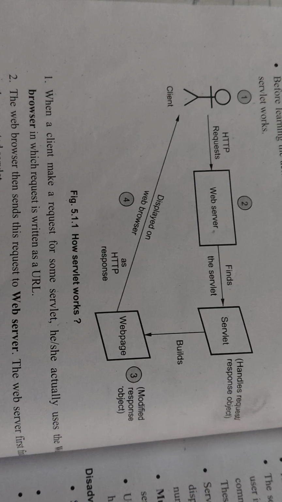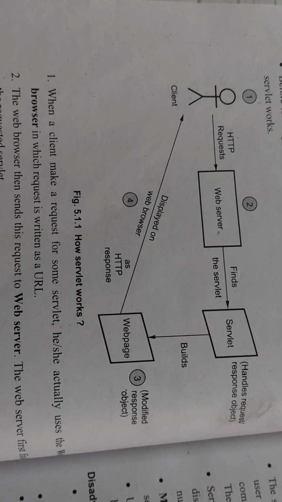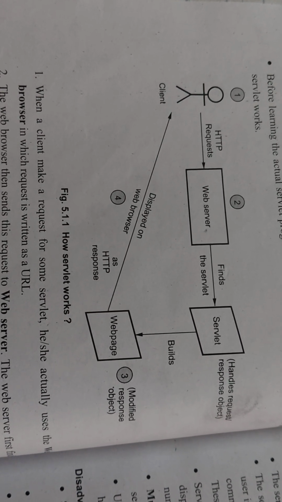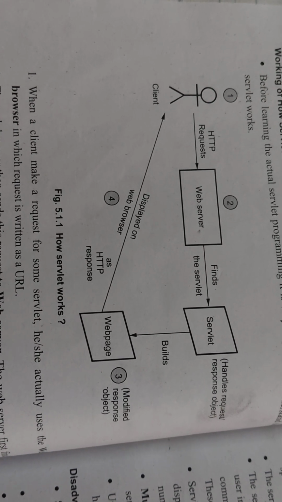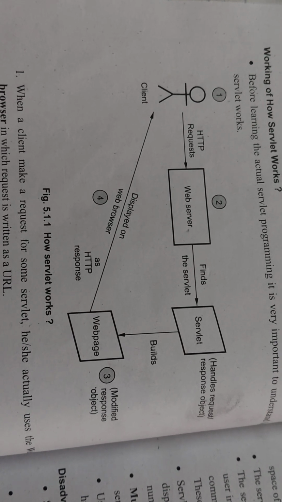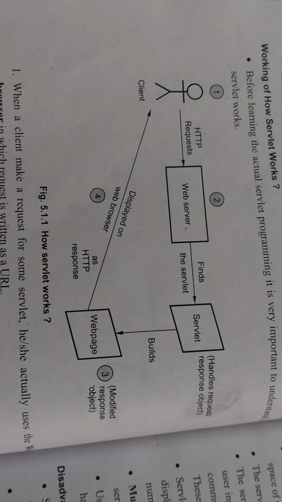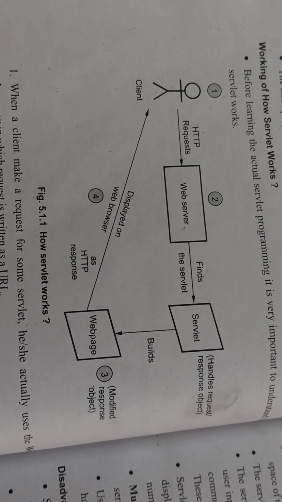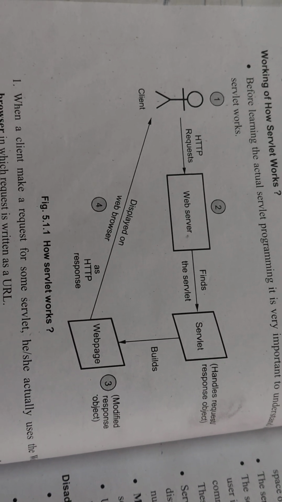This web page is then displayed to the client, thus the request made by the client gets satisfied by the servlets. So here in the example, a client makes an HTTP request to the web server. Then the web server finds the servlet which is appropriate for the client's query. Then the servlet handles the request and response objects, then builds the web page according to the user information, that is the client's request, then sends it as the HTTP response. So then the client can see the requested information on the browser, such as that web page displayed on the web browser.